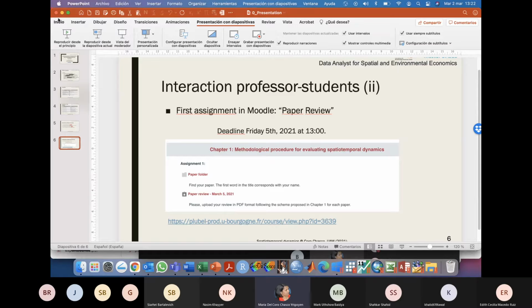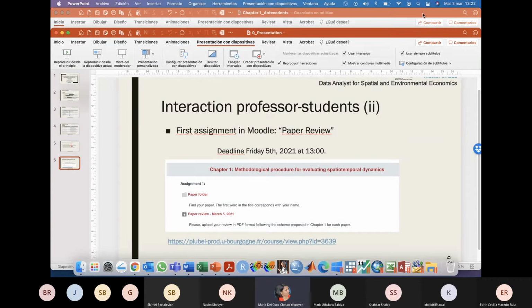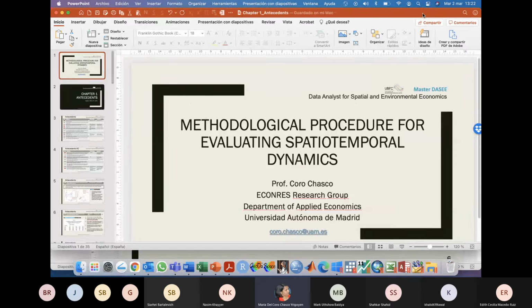So, okay, this is first a presentation of the sessions and the way I will proceed with them. And now, well, let's go to chapter 1, the antecedents. You have here also my email address. This is my institutional email address for the Autonomous University of Madrid. So my name, Coro, my second name, Chasco, at UAM, so Universidad Autónoma Madrid.es for Spain.